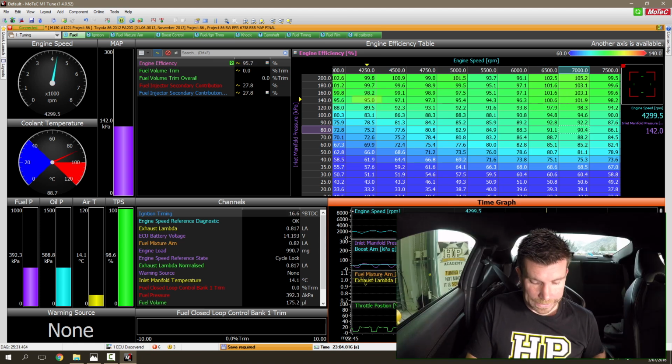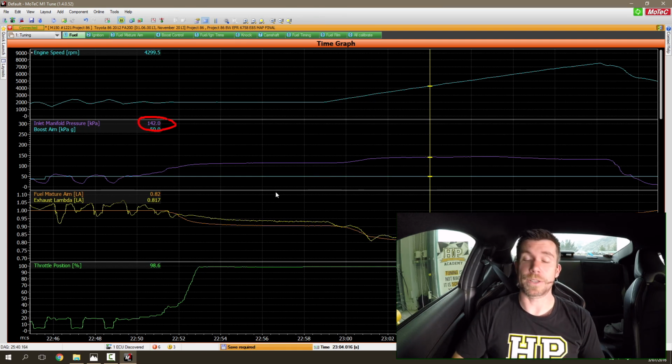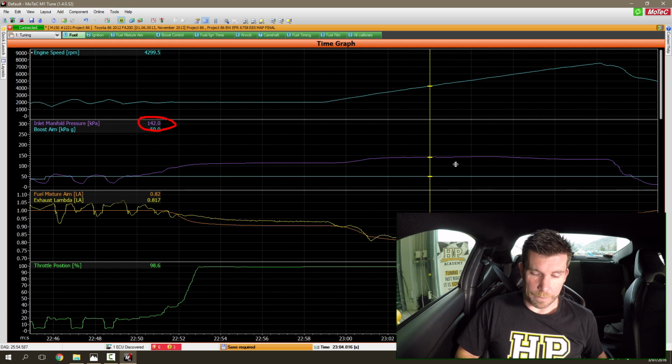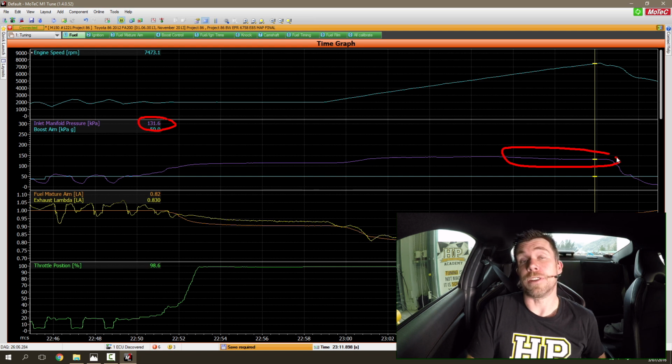Let's bring up our time graph again, and this time I want to just make note of our manifold pressure. You can see, remember I said the first step of our process is to ensure that the boost control is stable, that the mechanical boost control system is able to achieve stable and consistent boost pressure. And you can see that our maximum boost in this case is about 144 kPa. We also see that at higher RPM our boost pressure drops off very slightly back down to about 131 kPa. So in this case our boost control system is doing a good job.